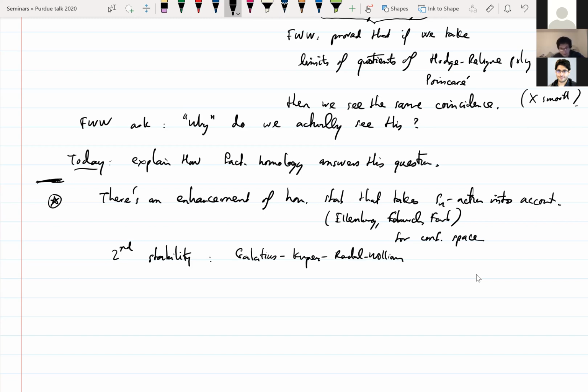And then for representation stability for configuration spaces, also done by Miller and Wilson. And then for orbit configuration spaces, there's a recent work by Bibby and Gadish. In fact, they also do something called higher representation stability.